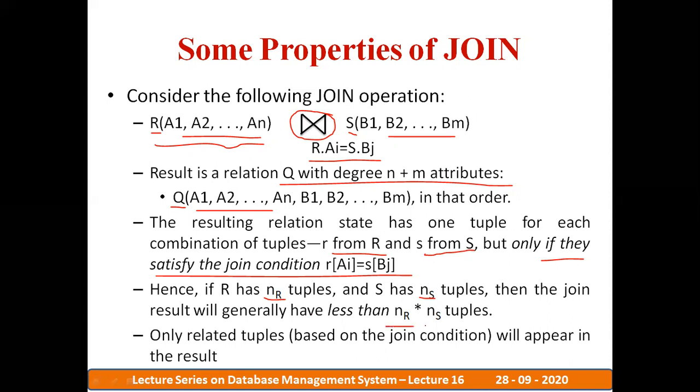Now you can understand the difference between the Cartesian product and the join. In the case of Cartesian product, the number of tuples will always be equal to NR times NS. Whereas in the case of a join, the number of tuples will be less than NR times NS in the resultant table. This is because we only keep the related tuples, so only those will appear in the result.